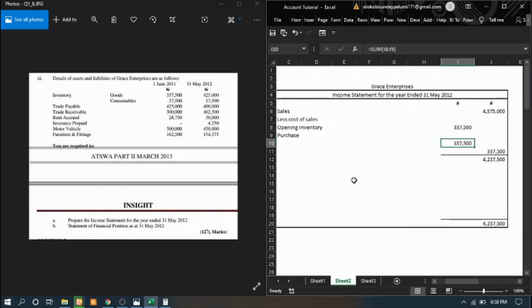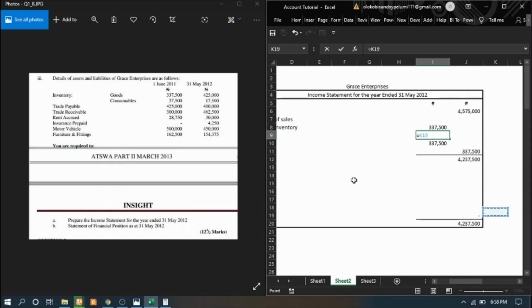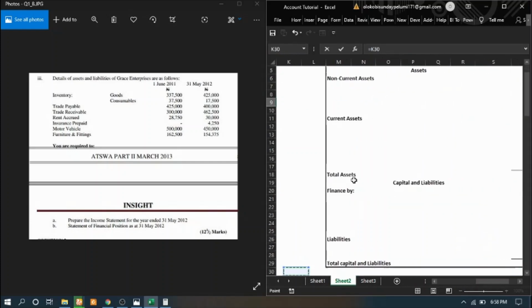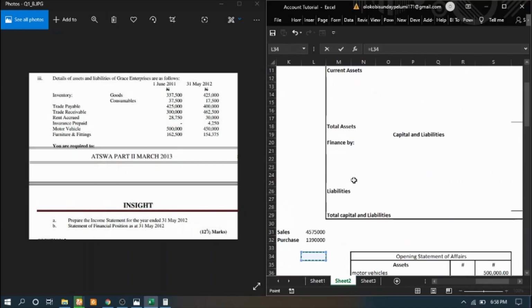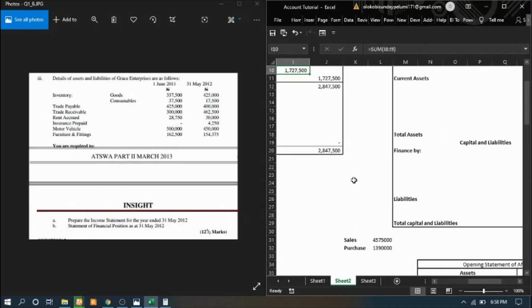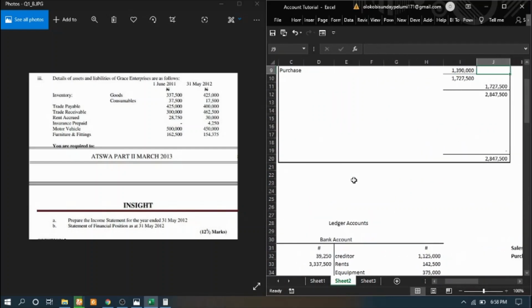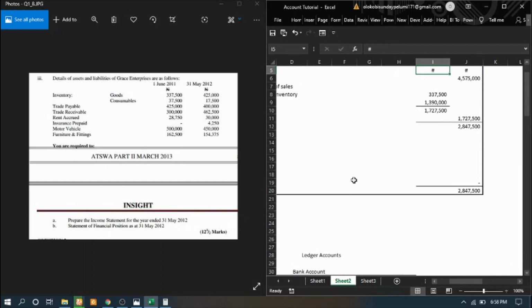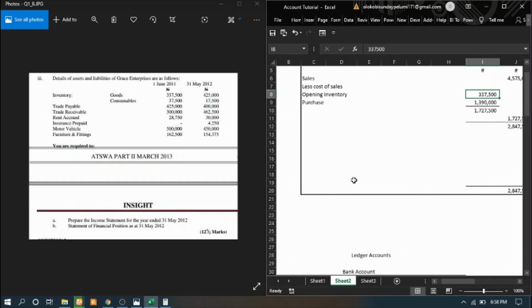So I'm coming to the purchase. Let me do it for the purchase. Give me time. Where is our purchase? Okay, this is our purchase there. So purchase has been calculated, and I saw that I've already summed the two together and gave me this.